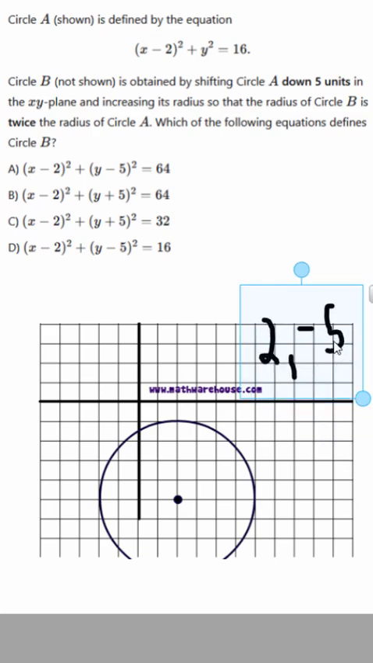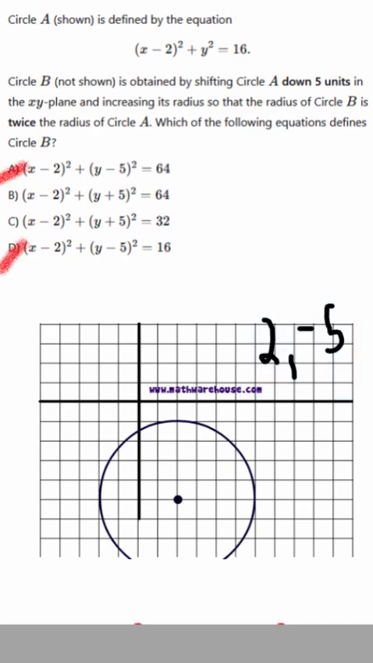Now if you go back to the equation, if x is positive 2 as the center, that means that you write (x − 2)². So they all have (x − 2)². Now, if the y value of the center is negative 5, we're looking for (y + 5)². So we can immediately eliminate A and D, because it's got to be (y + 5)². It can't be (y − 5)². So let's cross those out. And now we just have to decide whether the answer is B or C.